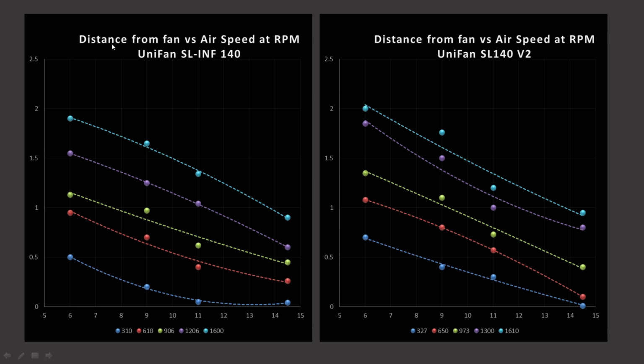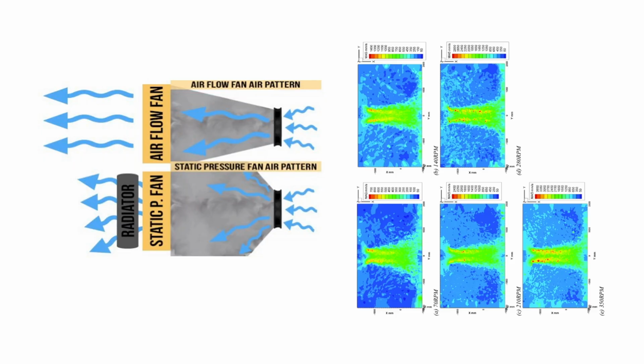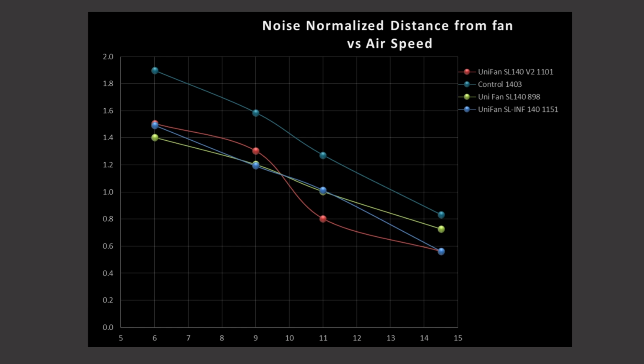So then we've got the two fans for this comparison's sake: the SL-INF140 and the SL V2. I'm going to have a specific video on the SL-140 V2, but I figured that they should be compared directly in this video because they are both part of the Infinity line. They're both SLs and fairly similar overall, and we can see the general shape and airspeed dynamics of these two fans. But it's easier to compare against some known quantity.